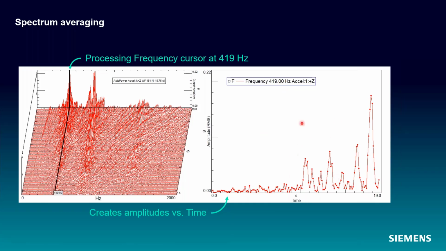Okay, so now again, just like our overall level versus time, I have an amplitude versus time plot here that I've made with my processing cursor at 419 hertz. So this is the amplitude of the 419 hertz frequency line as we go through our test. And I can create an average, just like I did with those overall levels. What's the average amplitude of this frequency line at 419 hertz? And we see I get 0.018 Gs of acceleration.